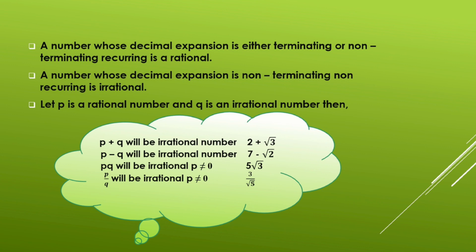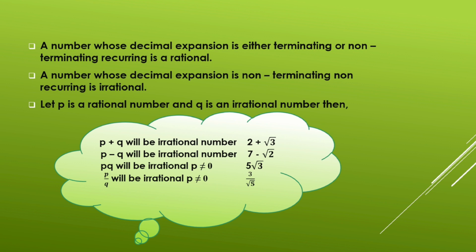Now we are coming to the operations here. Whenever you are adding a rational with an irrational, it becomes an irrational number. Whenever you are subtracting a rational with an irrational, it becomes irrational. Whenever you are multiplying a rational with an irrational, it becomes irrational, provided that p should not be equal to 0.